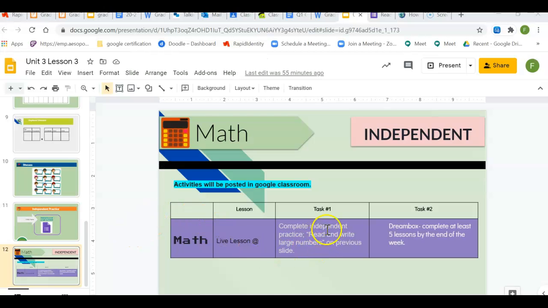Okay, so here you've got our last slide. So for independent work, you're going to finish out that previous slide that we did, which was read and write large numbers. You're going to do that on the Google slide. And second task is to finish up Dreamboss. If you haven't already, I want you to, well, even if you have gotten 5 lessons completed, I still want you to work on Dreamboss to get as many completed lessons as you can. But our goal for everybody is to get at least 5 lessons completed.